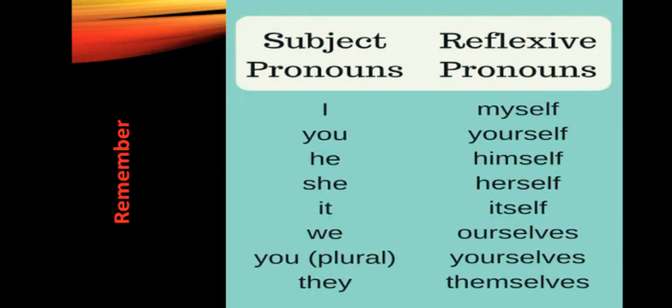Remember, the subject pronouns for each of the reflexive pronouns are mentioned in this infographic. The subject pronoun I has the reflexive pronoun myself. The subject pronoun you has the reflexive pronoun yourself. He is followed by himself, she by herself, it by itself, we by ourselves, you by yourselves, and they by themselves.